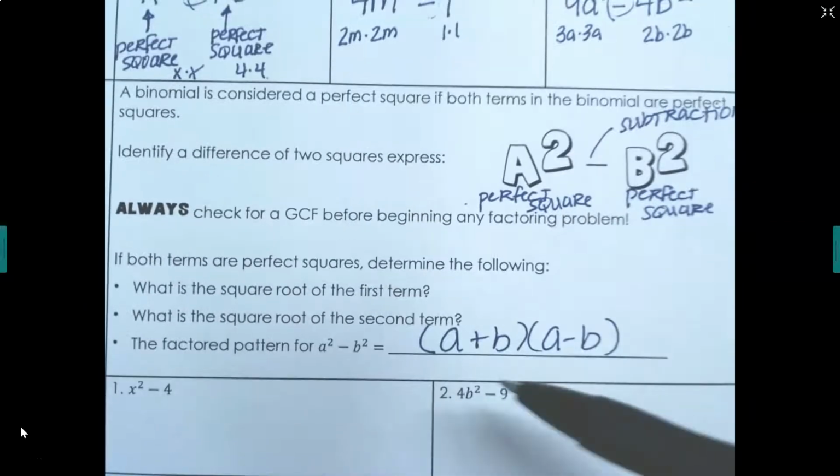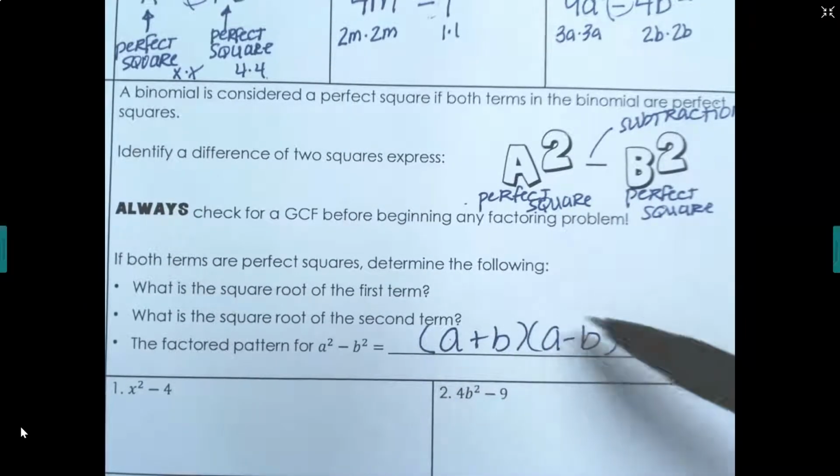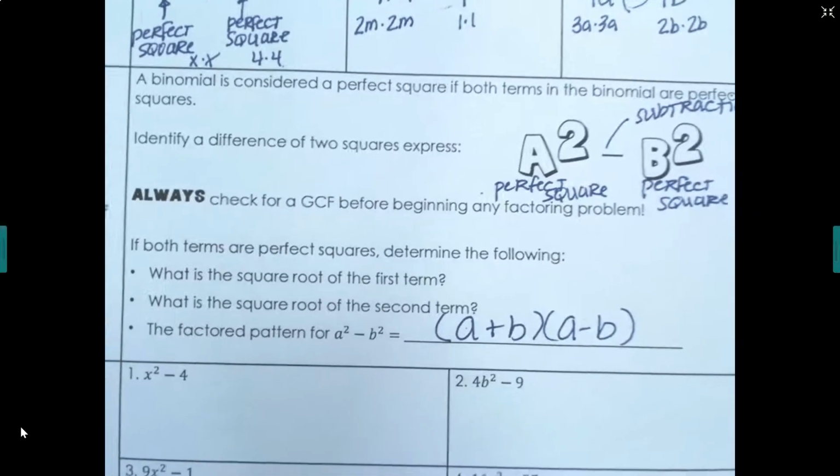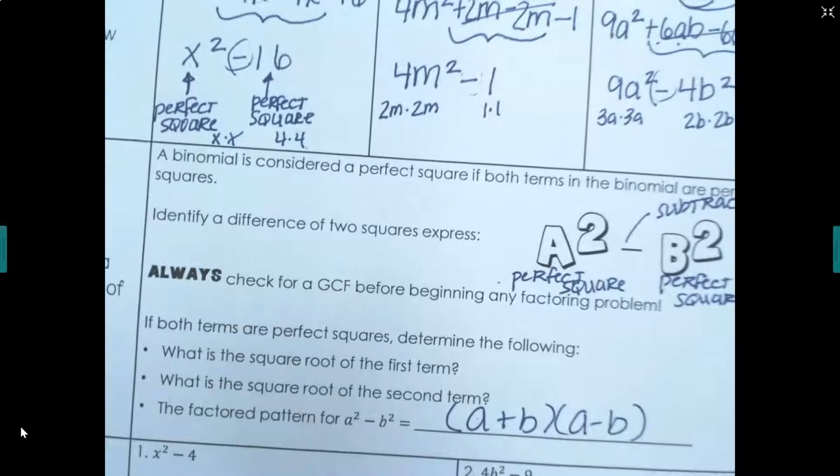Okay, they look the same. The variables and the numbers will all be the same. What will be different is their signs. So let's give a couple of these a try so you can see it in action.